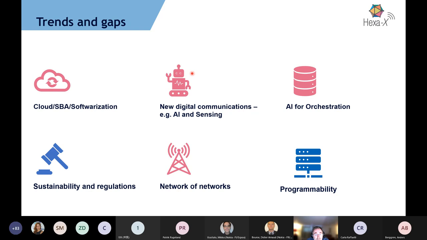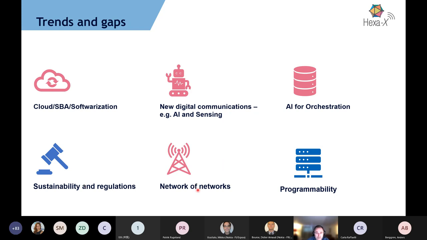And then we also found out that there are many new drivers, not only about communications, it's AI and sensing. Sensing, I think, was not part of our original thoughts, but it's something we need to also think about when doing the architecture. Orchestration and use of AI for that was also a trend and something we see as a sort of gap here. Another thing we've noticed is regulations that we need to handle. It's maybe not a trend, but there's a gap perhaps we need to look into for the 6G architecture. Sustainability needs to be in all parts of the work.